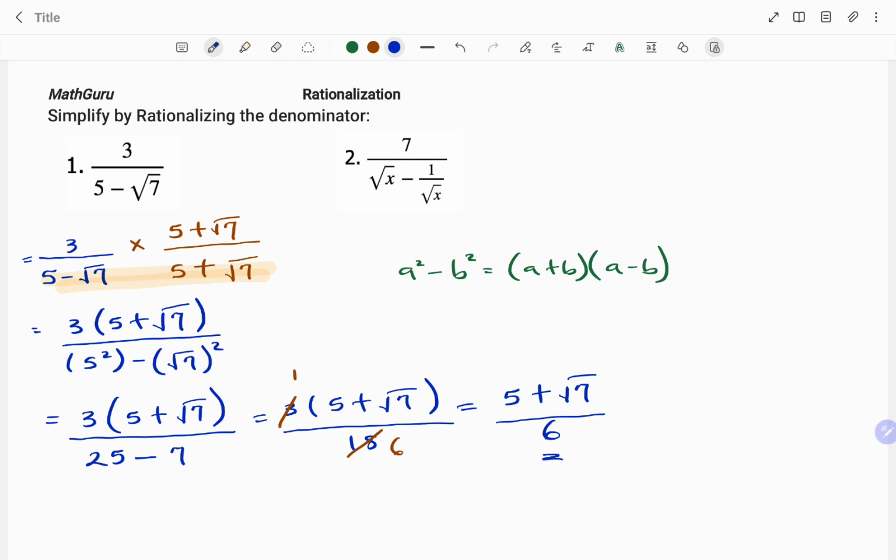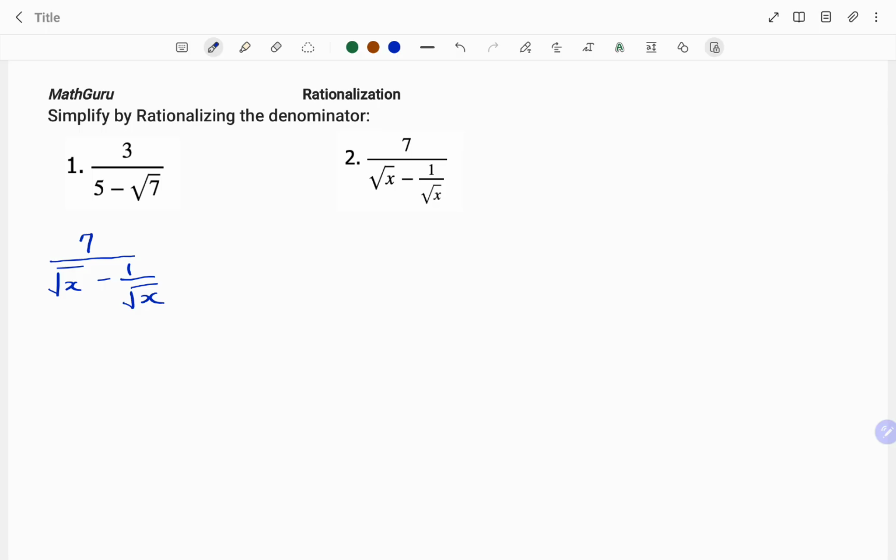Let's look at the second example. We have 7 divided by root x minus 1 over root x. The first step is to rationalize by multiplying by the conjugate of the denominator. So at the bottom, I start by writing the two terms for my denominator: root of x and then 1 over root x. Because I started with a minus, I'm going to change that into a plus. And whatever you do at the bottom, you do at the top. So I have root x plus 1 over root x at the top.